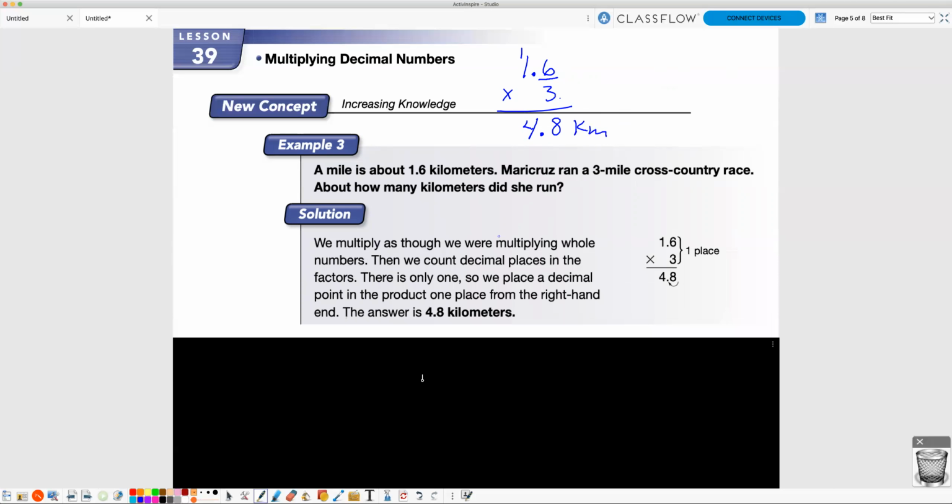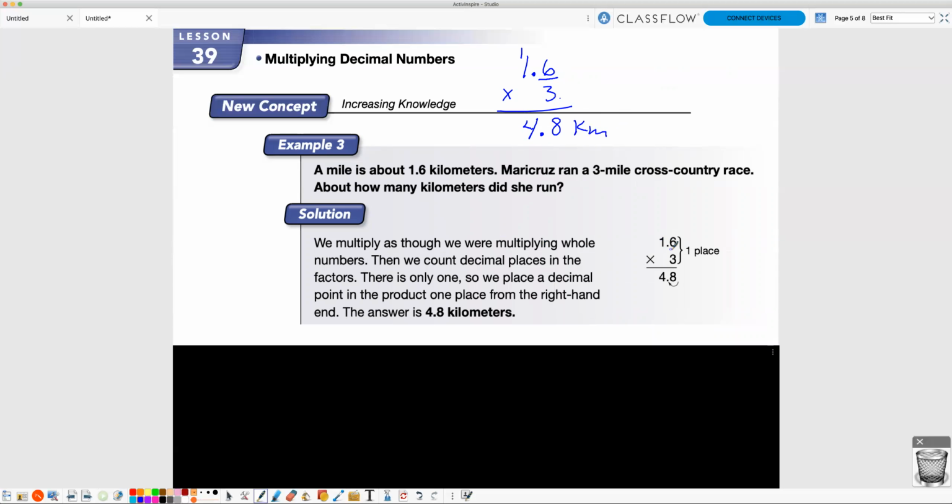Okay, so you just multiply it as though you're multiplying whole numbers is what it says. And then we count the decimal places in the factors, and there's only 1 in this case. So we'd place a decimal point in the product just 1 place from the right-hand end. If it happened to be something like this, let's say it was 16 hundredths times 3, you're still going to get the 48, but then in this case there'd be 2 places, and that would look like this, guys and girls. So just keep that in mind.